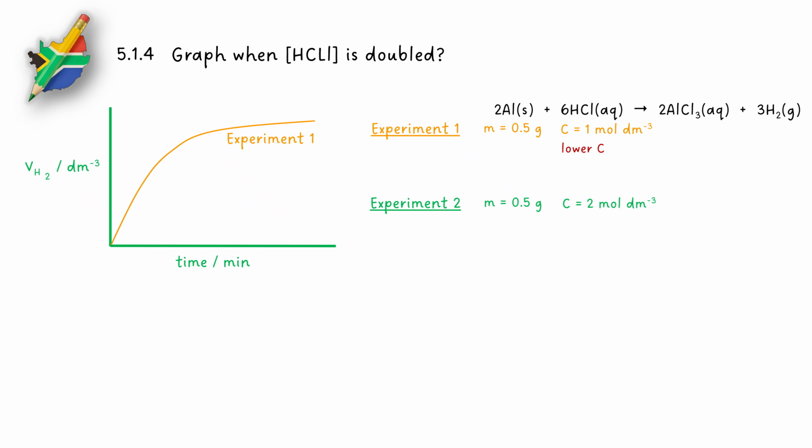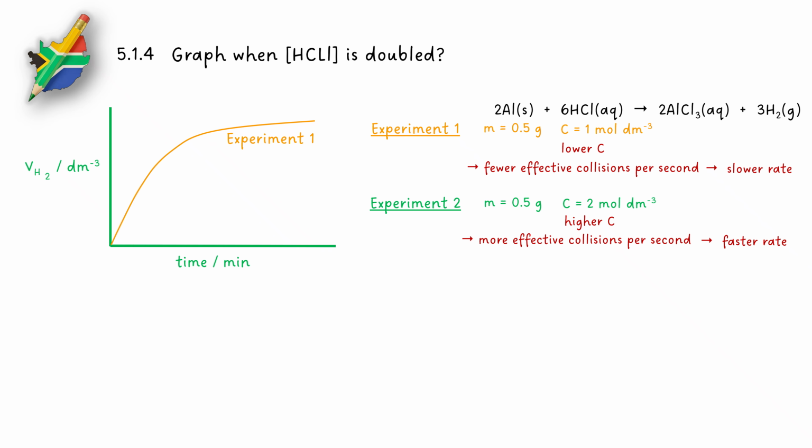In the first experiment, the concentration of acid is lower. This will result in fewer effective collisions per second between the aluminium and the acid particles, and therefore the rate of the reaction is slower. While in the second experiment, the concentration of acid is higher, which will result in more effective collisions per second between reactant particles. And so the rate is faster.